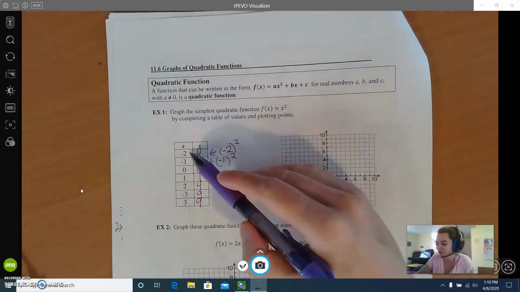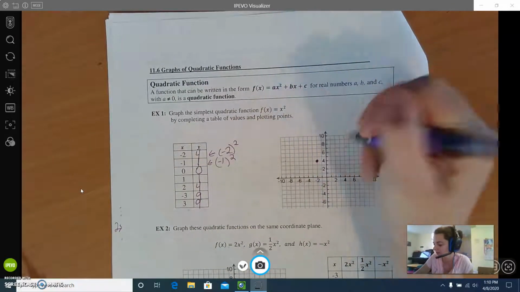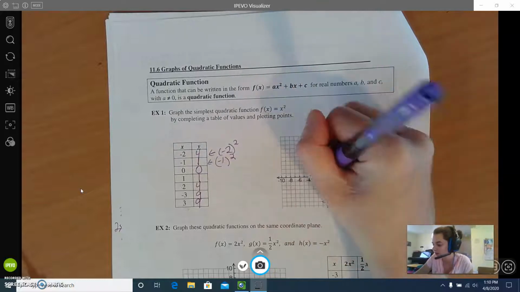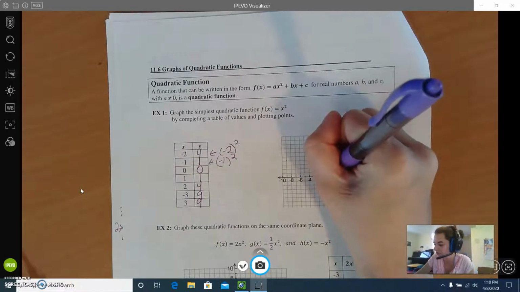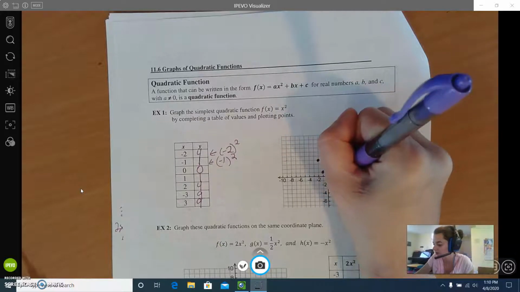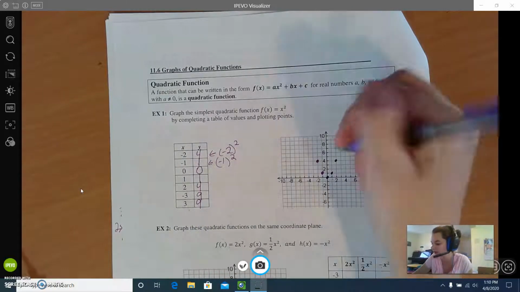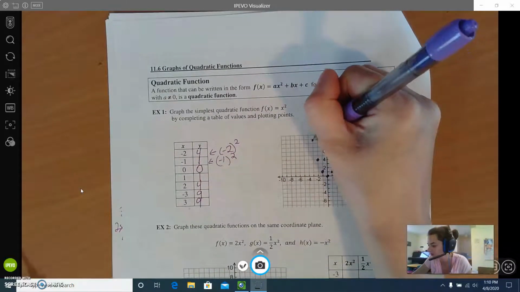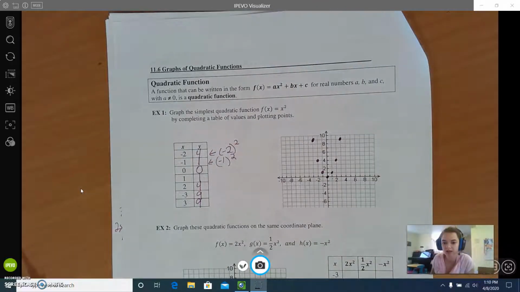So my first point would be -2, 4. My next point is -1, 1. Then I've got 0, 0, 1, 1, and 2, 4. And then we threw the 3's in just for fun. So I've got -3, 9 and +3, 9. And so with our dots, we are going to connect them to form a smooth curve.